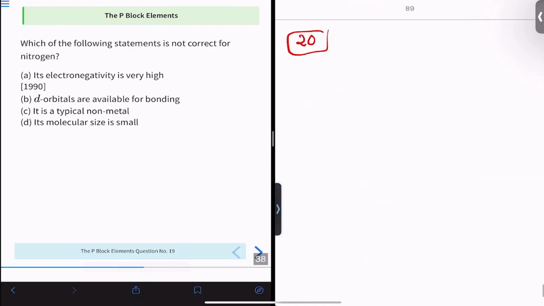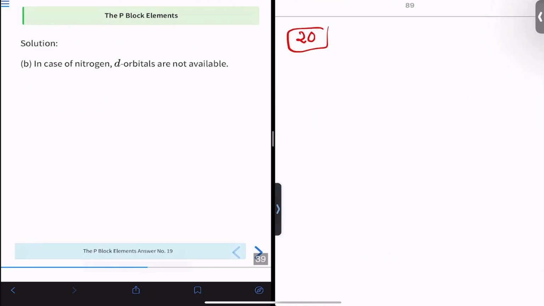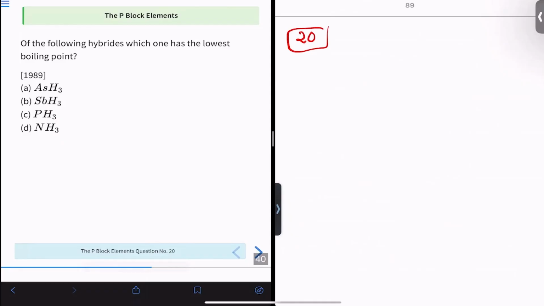With this, I'm moving on to the next question, question number 20. Question number 20 says, of the following hydrides, which one has the lowest boiling point? See guys, the boiling point of a compound depends only on the molecular attraction between them. I'll write it for you.